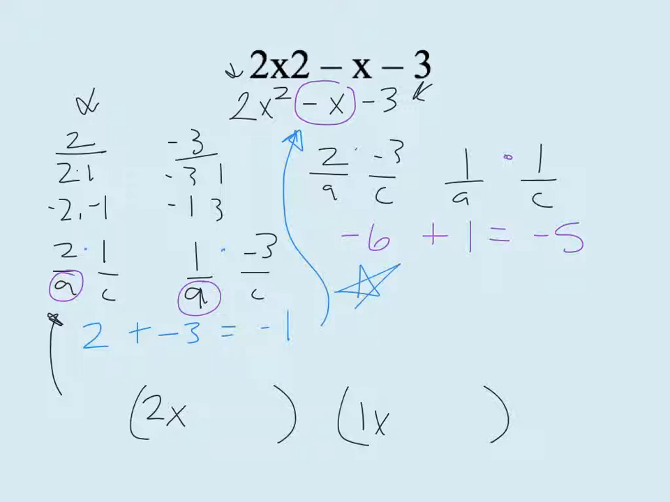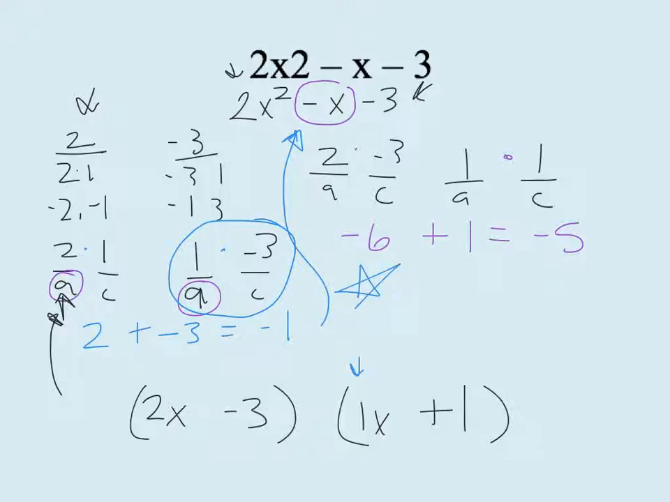This is where you have to be careful because this first 2 was being multiplied by 1, so they can't be in the same parenthesis. So I'm going to put the other one in the second parenthesis. And if I look at this combination right here, that C is being multiplied by 1 from the A. So they have to be in separate parentheses.